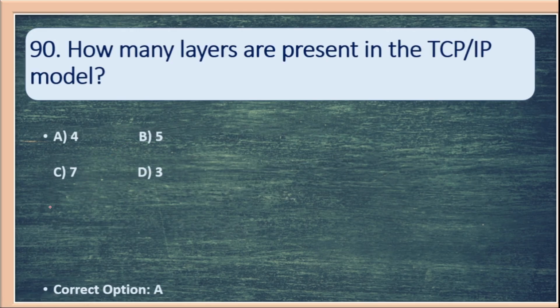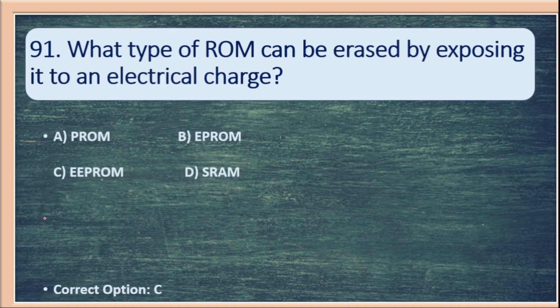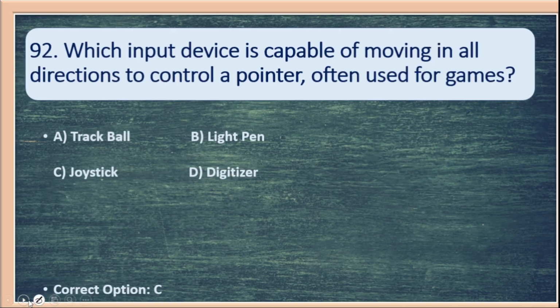How many layers are present in the TCP/IP model? 4, 5, 7, 3. Answer is 4. What type of ROM can be erased by exposing it to an electrical charge? PROM, EPROM, EEPROM, SRAM. Answer is C, EEPROM. Which input device is capable of moving in all directions to control a pointer, often used for games? Trackball, light pen, joystick, digitizer. Answer is C, joystick.